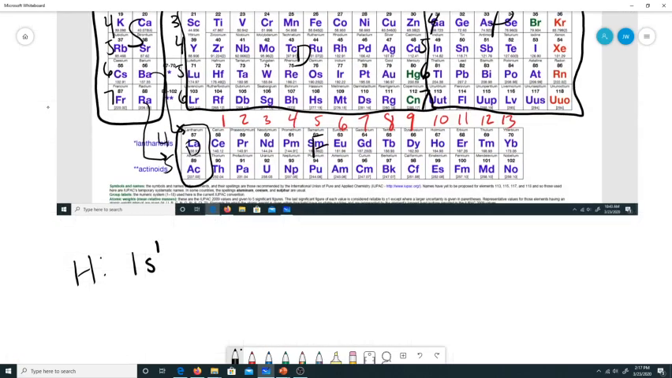The superscript tells us the number of electrons in the orbital. The s tells us the orbital type. And the 1 in front is the value for n, or the principal quantum number.